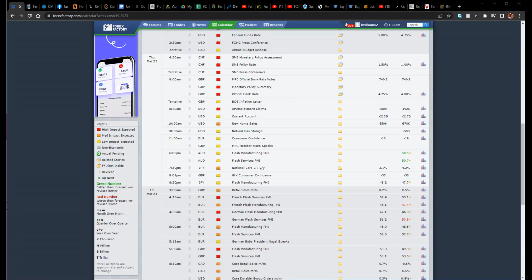Okay, so Thursday, we do have some more rate decisions, which is awesome, but it's not for the US. At 4:30 a.m. Eastern time, if you're looking to trade Swiss franc, then this is the day you want to trade it. It's currently at 1%. They're looking to raise by 50 basis points on the Swiss franc at 4:30 on Thursday. Make sure you make a note of it.